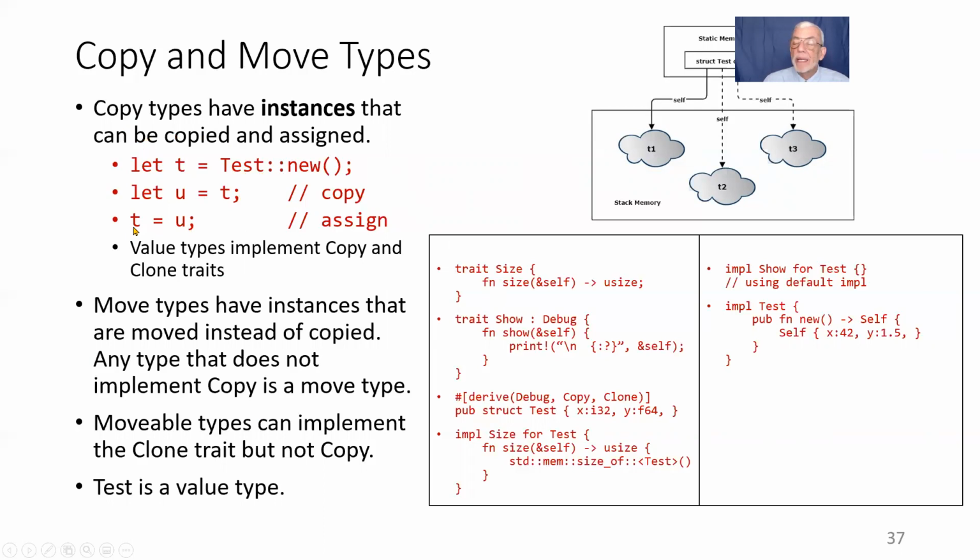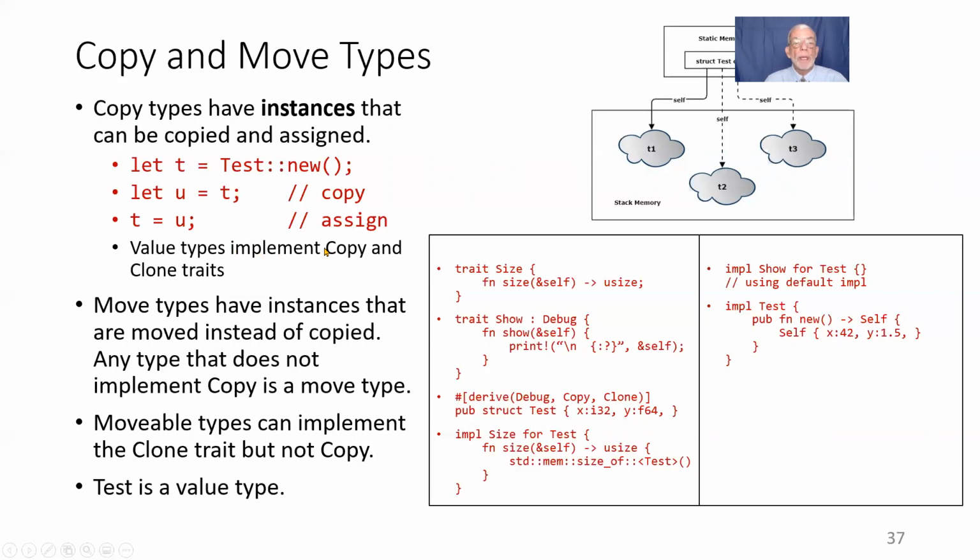I can assign it back to t. This is now an assignment. This is a copy construction, because I'm binding a new variable to this type t. And here I am assigning, because I am assigning to this existing t.